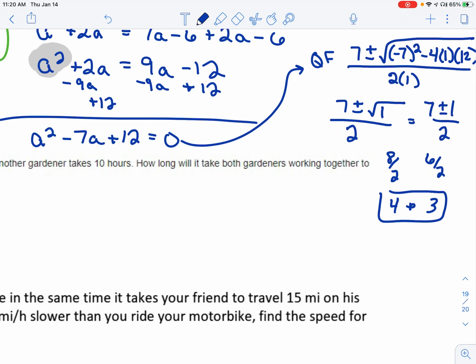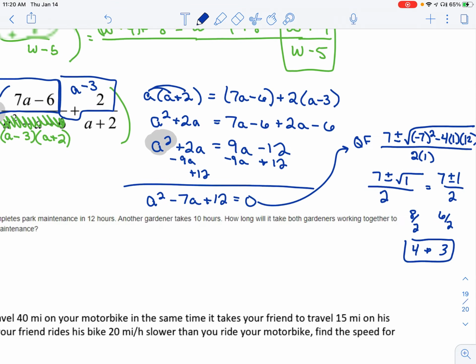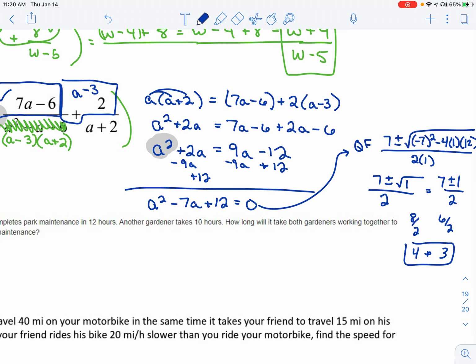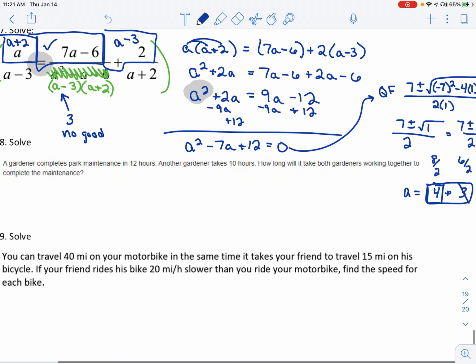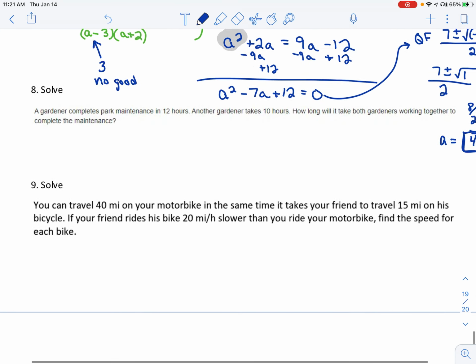You do need to check both those answers back in. Ooh, and 3 would be extraneous. So these are what I get for A. 3 is what we call extraneous, because if you were to put a 3 right here, you would get a denominator of 0. No good. But please go back and check in 4. I think 4 does work, but I have a class that starts in 2 minutes. I can check it later, but I'm pretty sure we're good with 4.